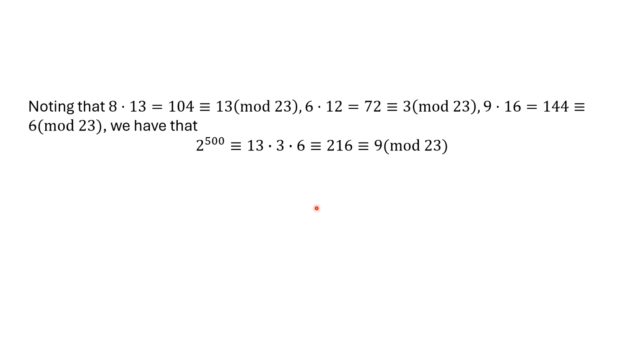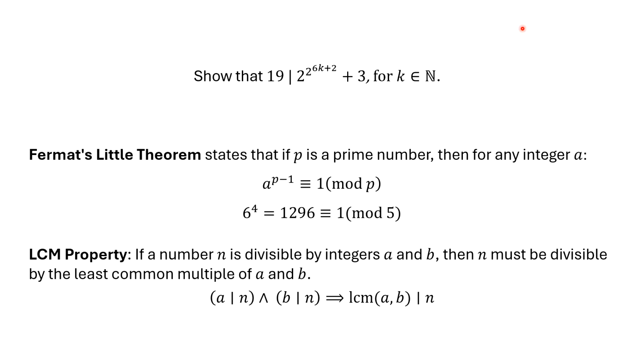So let's go to the last problem in this lecture. For the last problem in this lecture, we want to show that 19 divides 2 to the 2 to the 6k plus 2 power plus 3 for every natural number k. And you need 2 theorems, or you could at least use 2 theorems to prove this. One is called Fermat's little theorem, and it says if p is a prime number, in other words, a number only divisible by itself and 1, then for any integer a, a to the p minus 1 is congruent to 1 mod p.